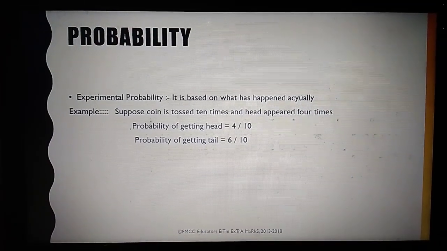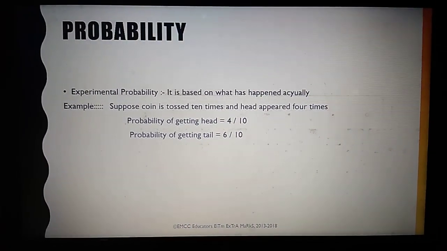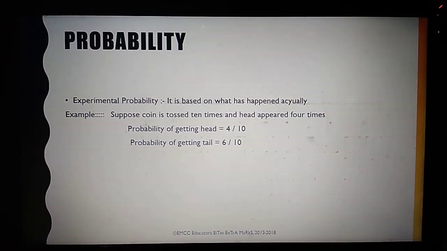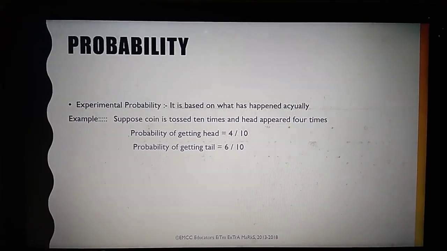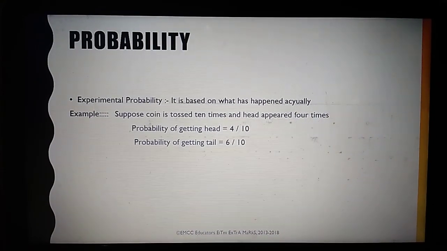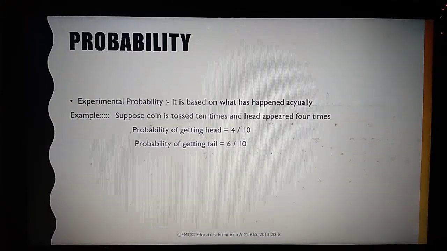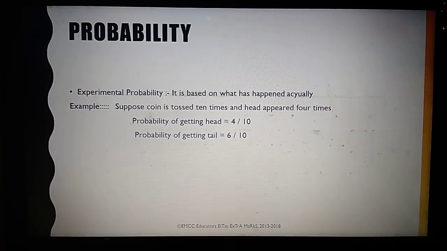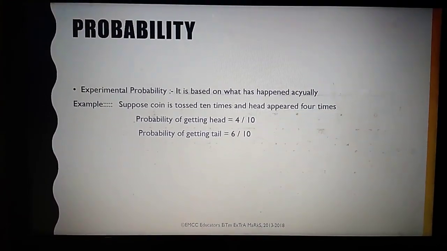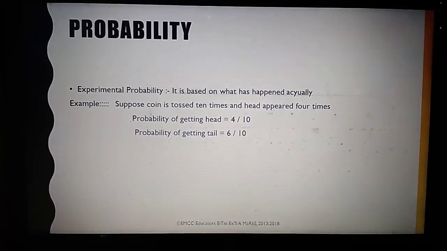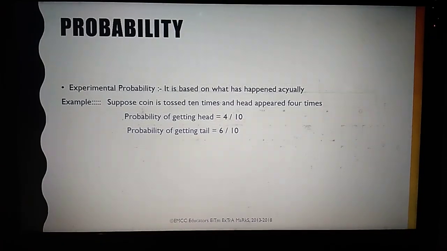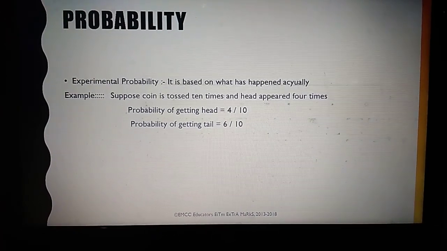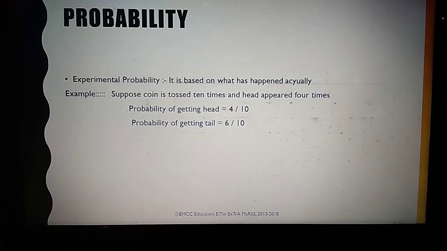So 4 is the chances of coming of head, meaning the favorable thing we require, and 10 is the total outcome that can occur in the future. So 4 is the number of times head appeared, and 10 is how many times we tossed the coin. So the probability of getting tail will be the remaining 6. If head is coming 4 times, the remaining times, 10 minus 4, will be 6. 6 will be the tail. The probability of getting tail will be 6 by 10.